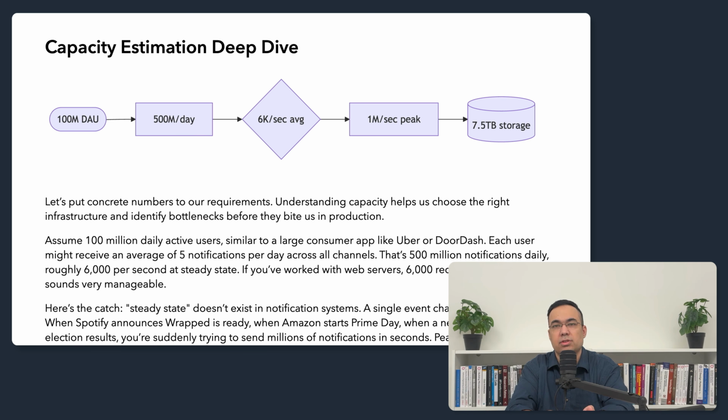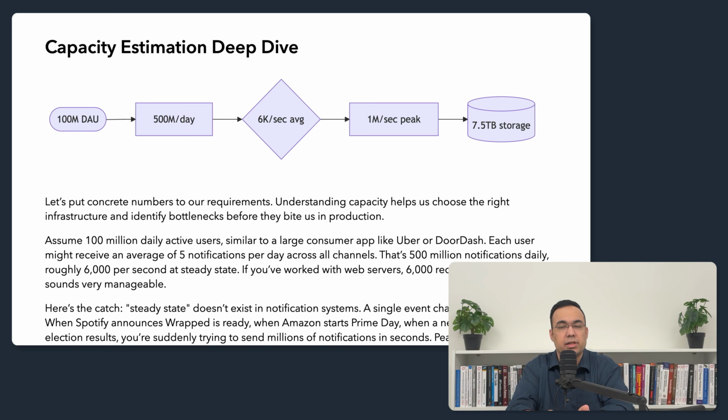When Spotify announces a Wrapped feature, when, let's say, Amazon starts Prime Day, and when a news app breaks election results, you'll suddenly be sending millions of notifications in seconds rather than spread across 24 hours. Peak load might hit 1 million notifications per second, which is 150 times the average rate. So your system needs headroom for these bursts. This is why Kafka with sufficient partitions is very important. You can't handle a 150x spike with synchronous processing.